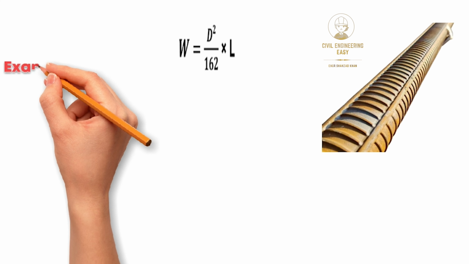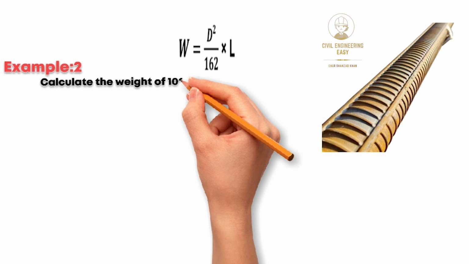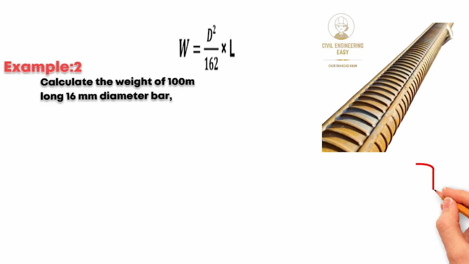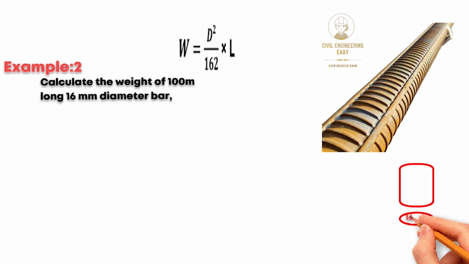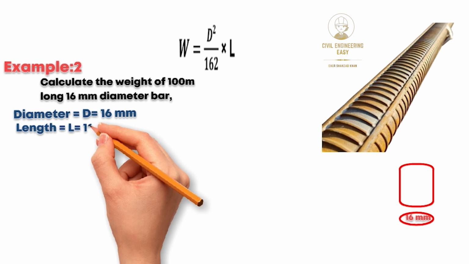Let's solve another quick example. It is given to calculate the weight of a 100 meters long, 16 millimeter diameter bar. Okay, diameter is equal to 16 millimeters. Length of the bar is 100 meters.